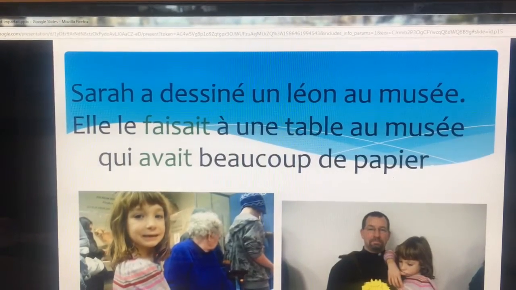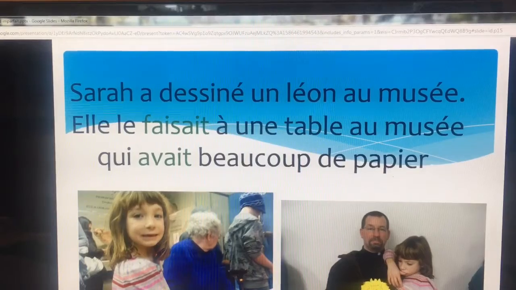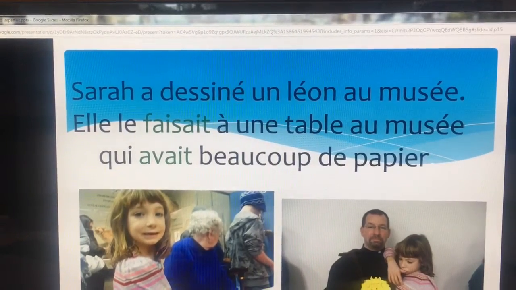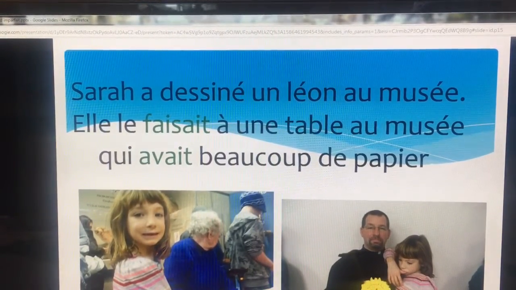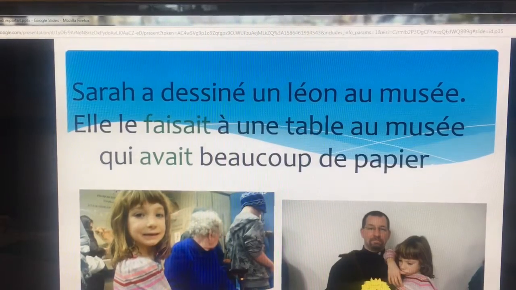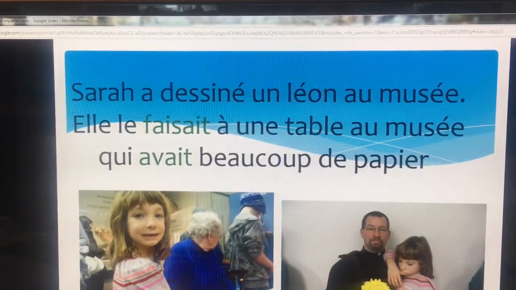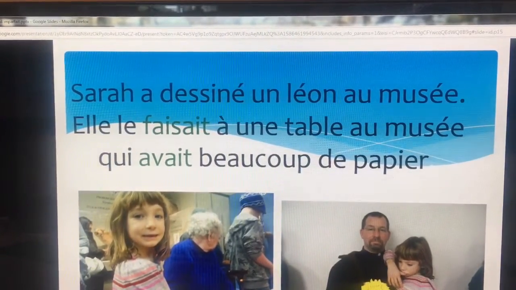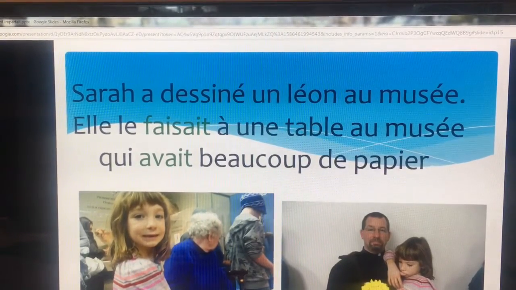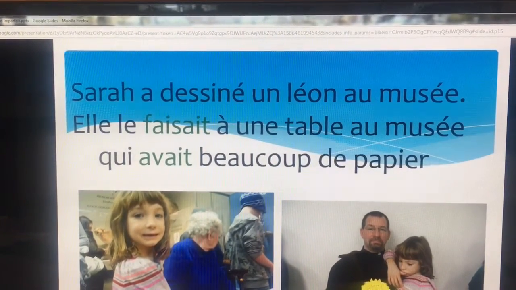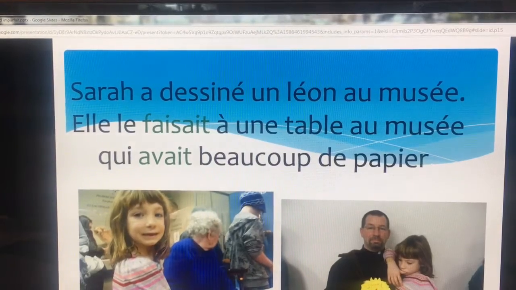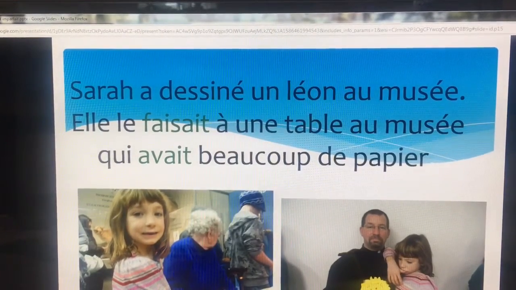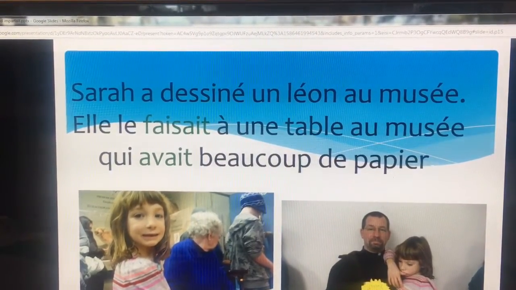Sarah a dessiné un lion au musée. Elle le faisait à une table au musée qui avait beaucoup de papier. So, where was she doing it? She was doing -ing, the design, or she designed and drew all the stuff at the table. And description, there was a lot of paper.